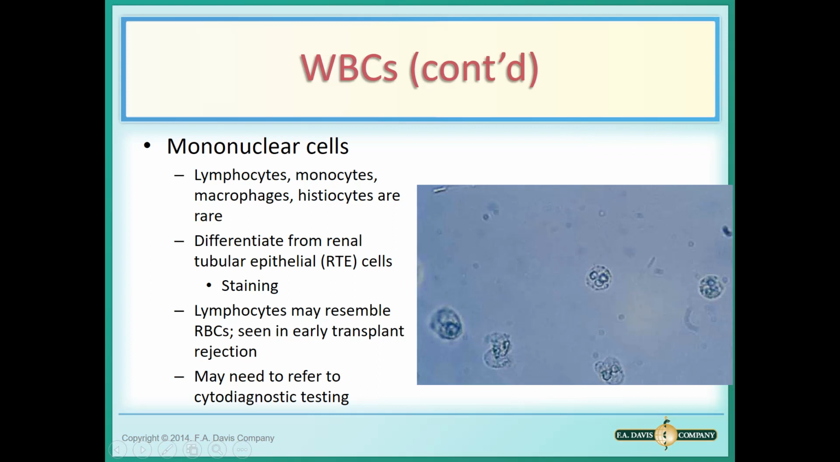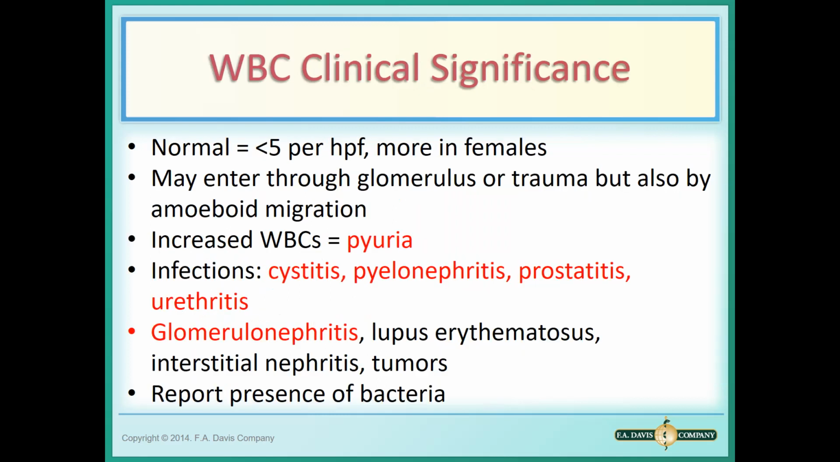The issue with mononuclear cells, and we're going to see in a few minutes, the renal tubular epithelial cells, some of the lining cells of the kidney and the bladder and the ureters, is that we really want to make sure we distinguish between them. When we see the renal tubular cells, I think you'll understand the difference. So bear that in mind as we continue to go. Lymphocytes can look like red blood cells. We can see them in transplant rejection. If we had any question about what these cells were, or what the significance was, we'd send them off to cytology for someone to look. Normal white cells, less than 5 per high power field.